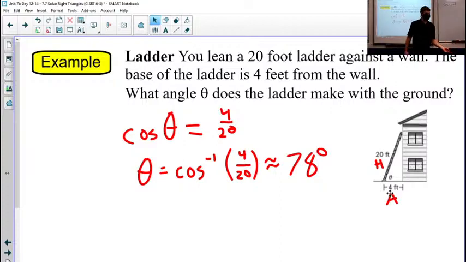Again, this is not anything fancy. All we are doing is rewriting so that we can put it in the calculator. That's all that's happening. We're rewriting with inverse sine, inverse cosine, inverse tangent so that we can put it in the calculator and figure out the angle that we don't know. Inverse tangent.